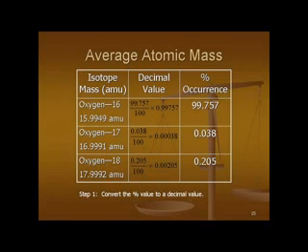Down at the bottom of the slide, you'll see step 1, which is to convert the percent value to a decimal value. And we do that by dividing the percent by 100. So our 99.757% divided by 100 gives us a decimal value of 0.99757. Our 0.038% divided by 100 gives us a decimal value of 0.00038. And our 0.205% divided by 100 gives us a decimal value of 0.00205. One of the things you'll notice is by dividing by 100, we're moving the decimal place 2 places to the left.